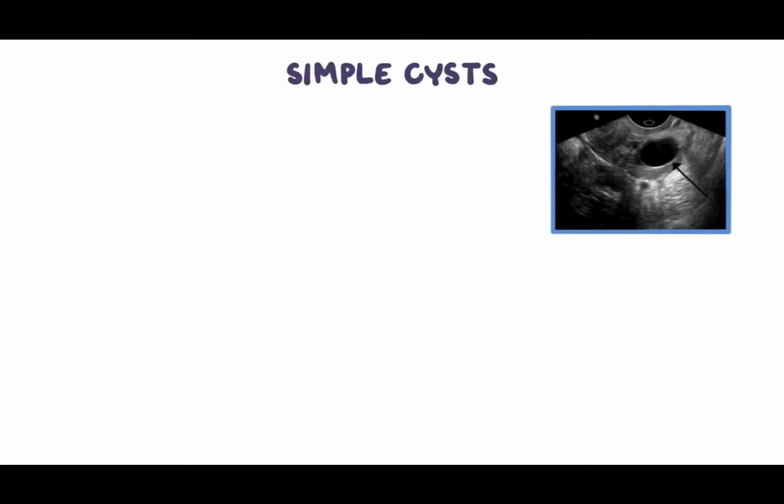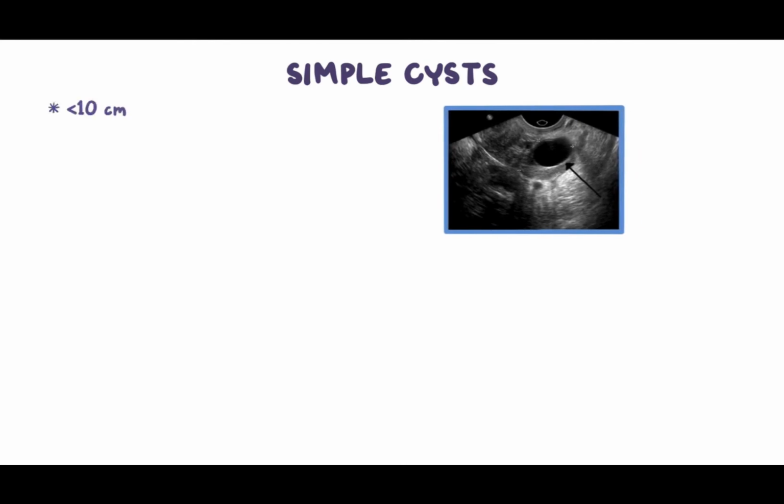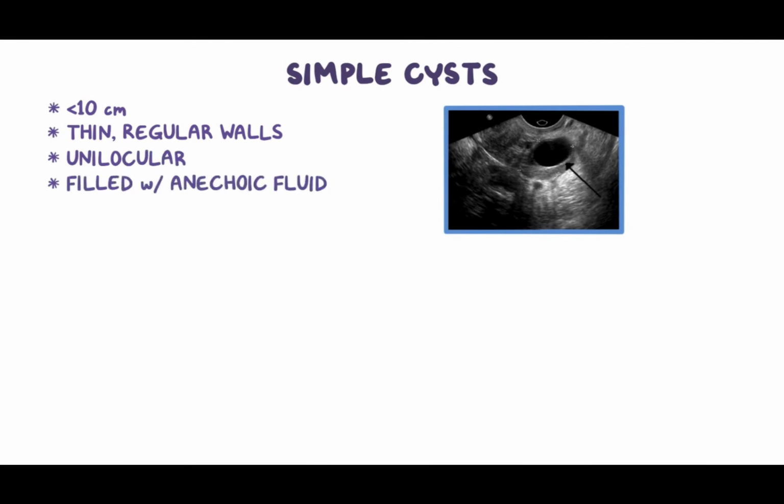On an ultrasound, simple cysts are usually less than 10 centimeters, have thin, regular walls, are unilocular, meaning that they have a single cavity, and are filled with an anechoic fluid, so they look like a balloon filled with black fluid. That fluid is also homogeneous, meaning nothing is floating around in it.